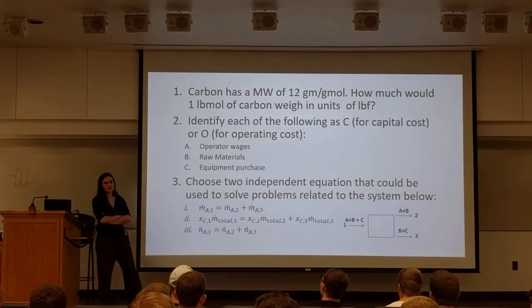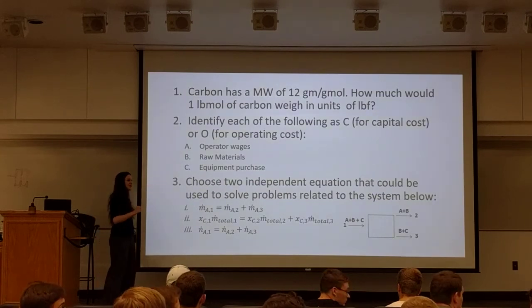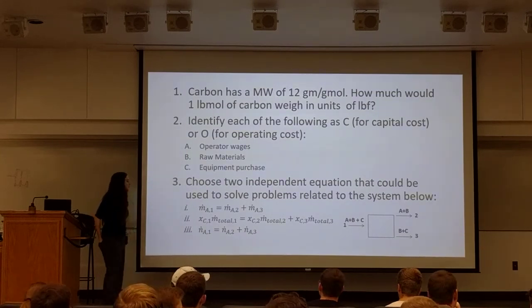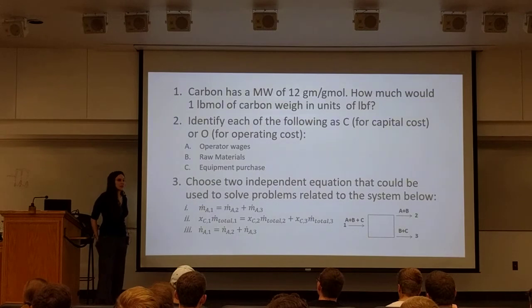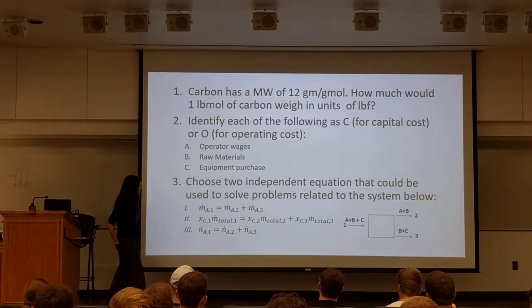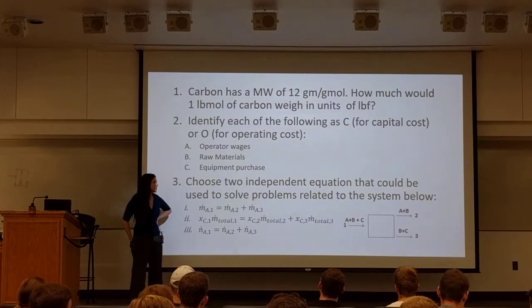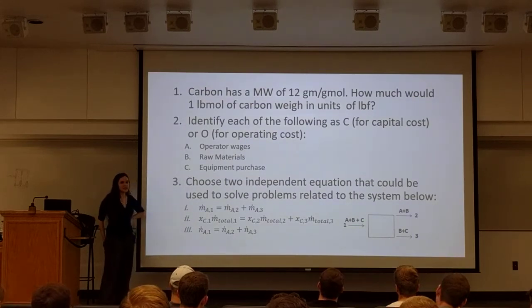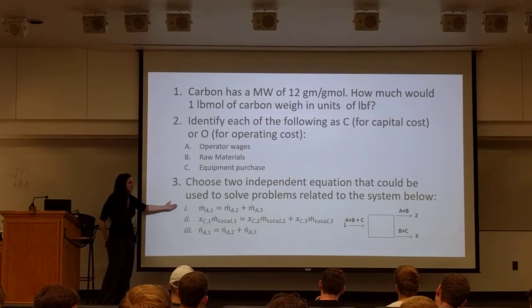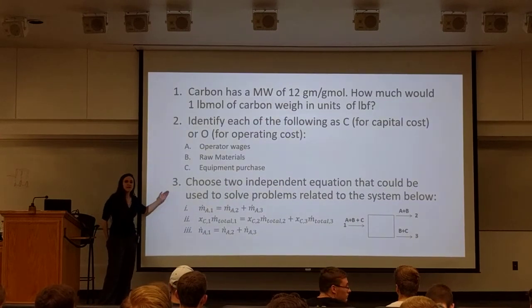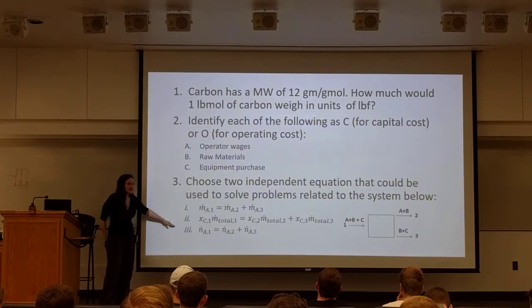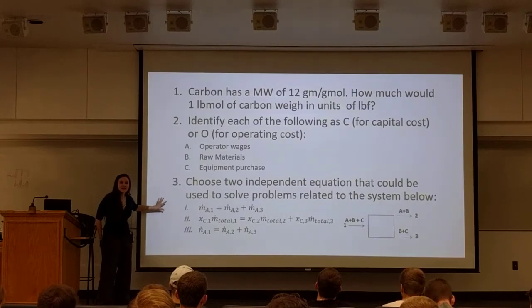Who knows what they are? Okay, thank you. 1 and 2 and 2 and 3. Would you like to explain to me why 1 and 3 are not independent? Because they both use A. They both use A. One is just the mass balance, and the other one is the mole balance. The mass and the mole balance of the same species are not independent.